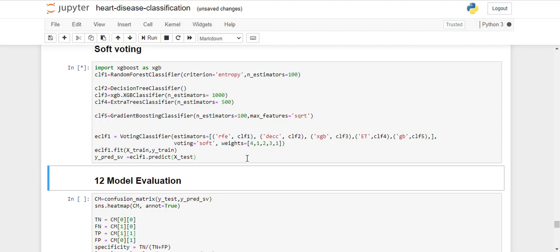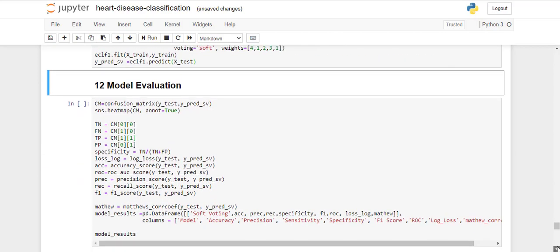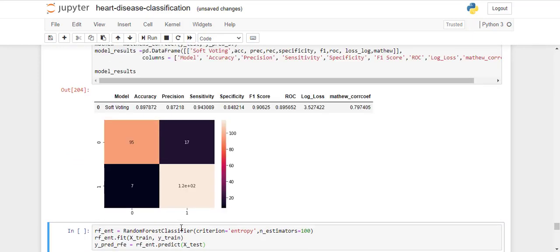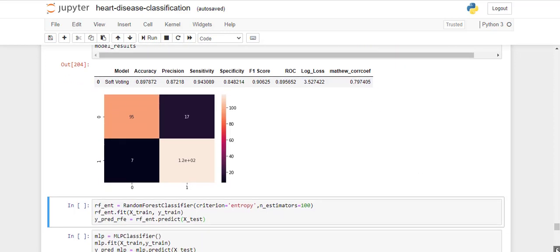So let's evaluate this model and see how it performs. Great. So it has 89.7 accuracy with only six features, guys. Precision is also good. Sensitivity is 94%, specificity is 84.8, F1 score is 90.6, and ROC is also good. Log loss is on the higher side, and Matthew correlation coefficient is 0.79, quite good with such a small number of features.